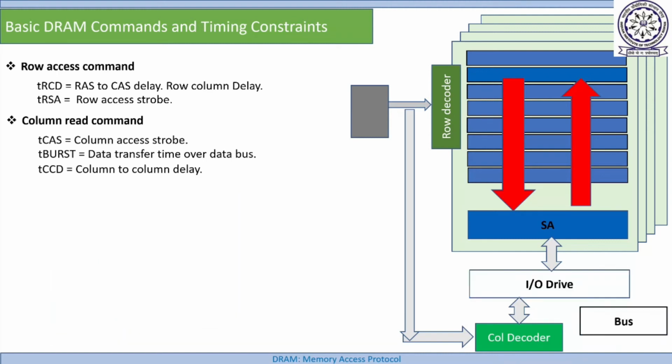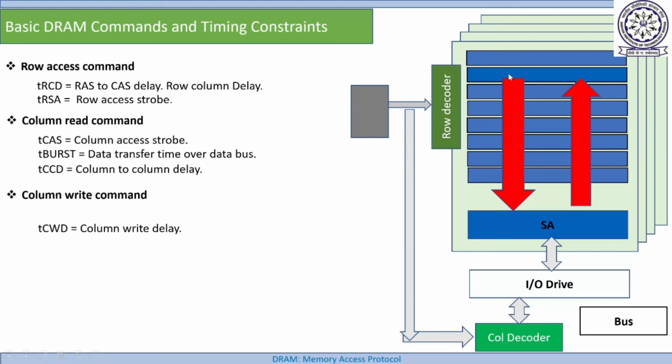Now we'll discuss the timing constraints of the column write command. Column write command means writing something to a particular column of the DRAM device. The first part is that it is necessary that the row access command is first performed. Suppose we want to write something in this column of this particular row number 1. First of all, the content of this row should be available here in the sense amplifier. In other words, this row must be open.